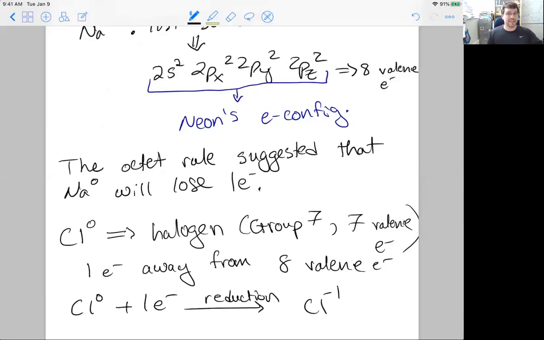One wants to give up an electron to get down to neon's electron configuration. The other one wants to pick up an electron. It's sort of like the grass is greener on the other side. They're like, man, life is more stable for those noble elements. Let's just swap electrons so that we can be just as stable as them. Well, the trick's on them.